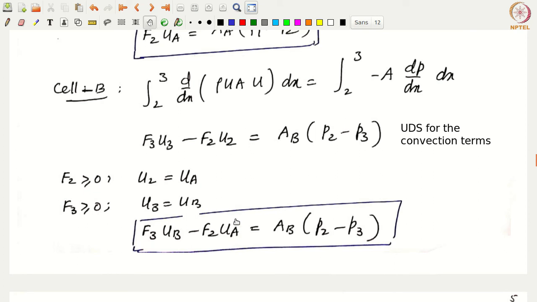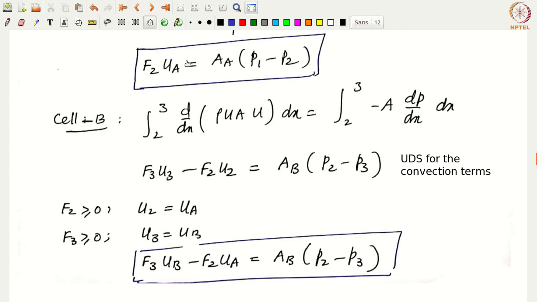Now remember that we are not replacing F3 with FB here, or F2 with FA. The upwind difference scheme only tells you to replace phi sub e with the upstream values, not the flow rates, right? So these F's will remain the same. That means F3 uB minus F2 uA equals AB times (p2 minus p3), right? Similar to what we had here, but here we didn't have the other term, because the upstream value of the mass flow rate was given as negligible.